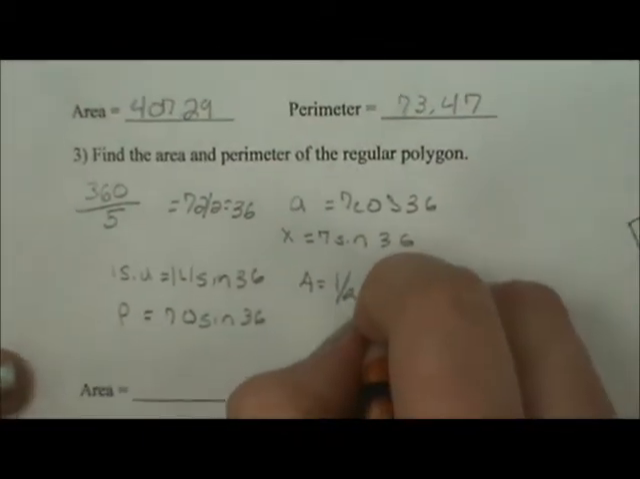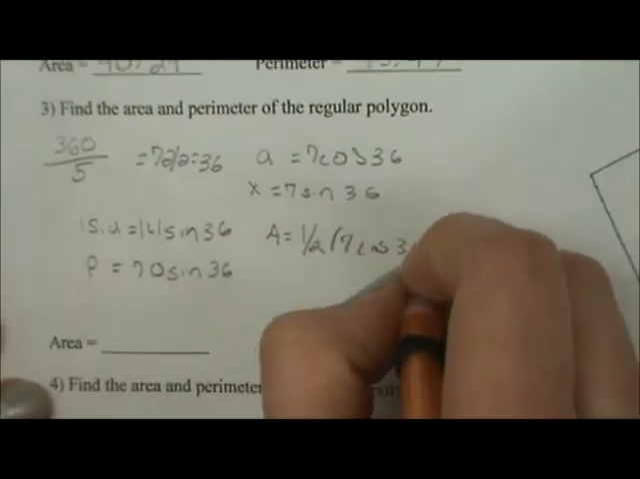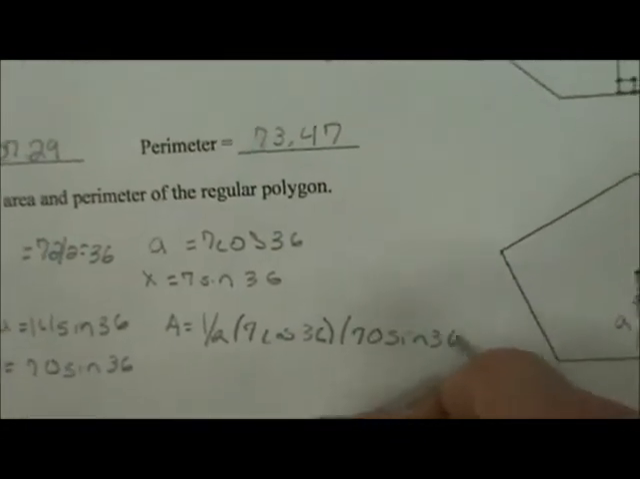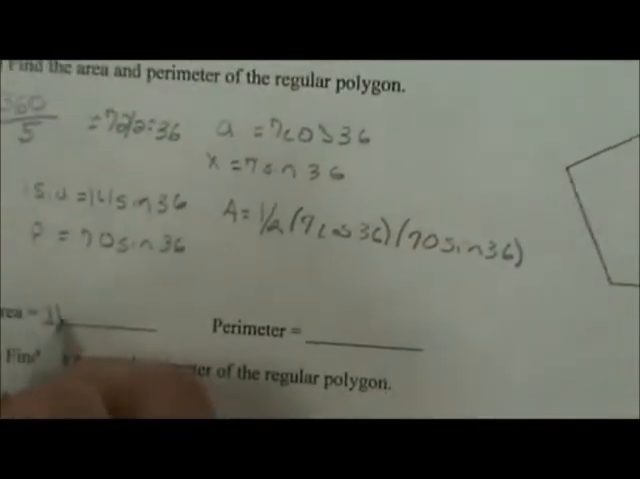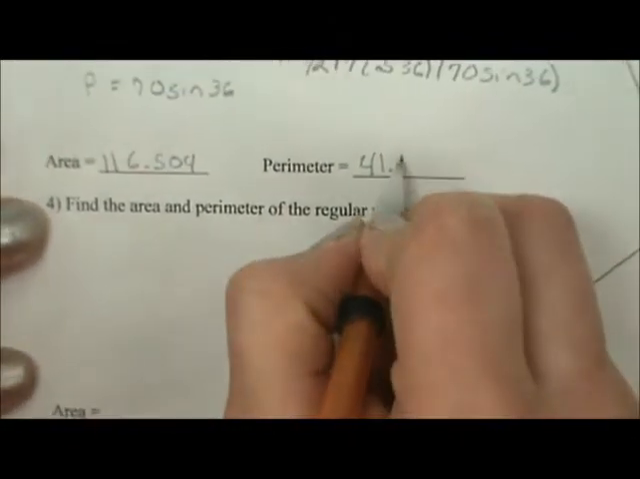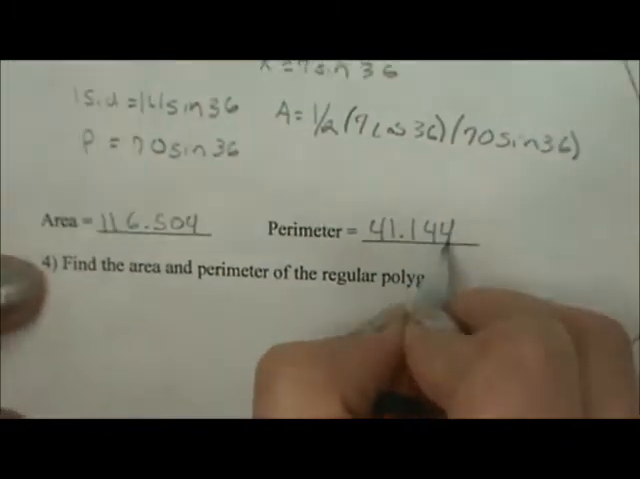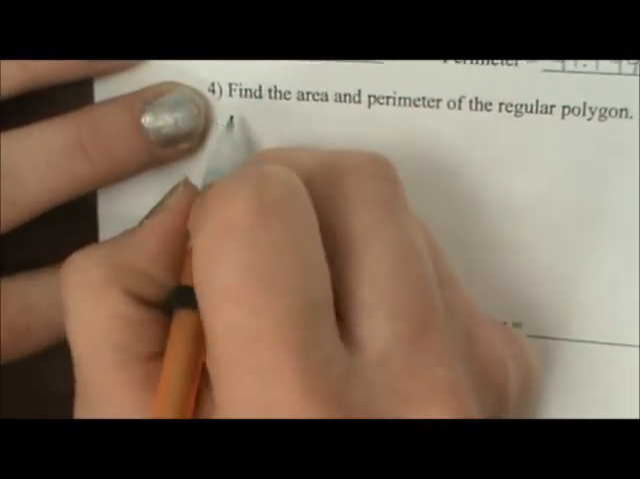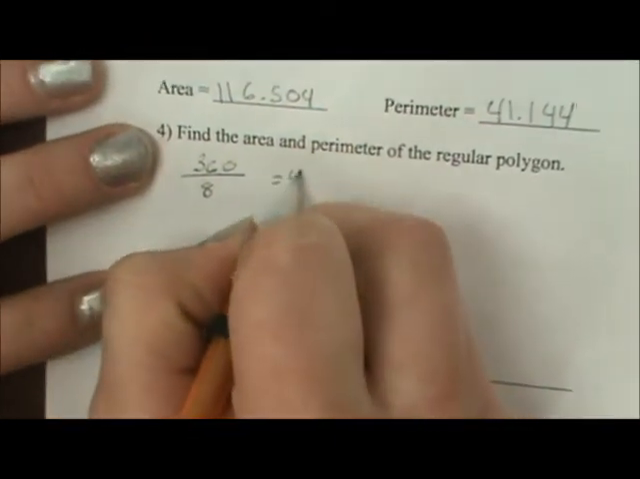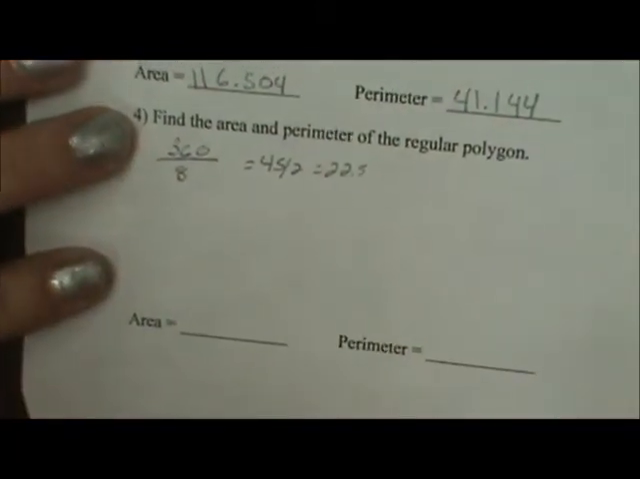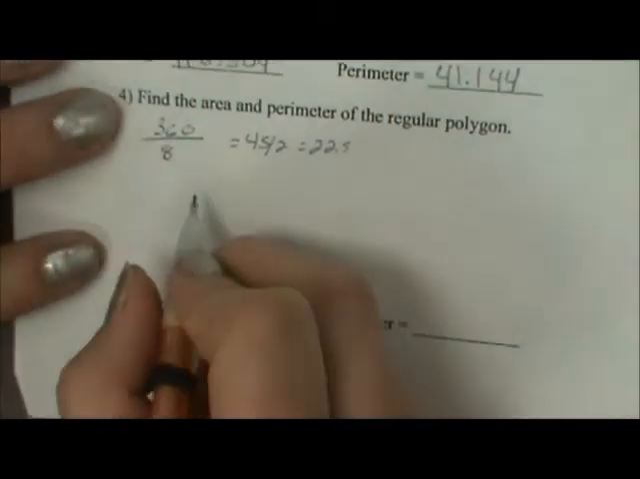And then to find the area, we have A equaling 1/2 times 7 cosine 36 times 70 sine 36. And when you multiply that out, you have 116.5, and the perimeter is 41.144. So for number 4, to find the area and the perimeter of a regular triangle, we have 360 divided by 8 because that's how many sides there are, and that equals 45. Divide by 2, you get 22.5.